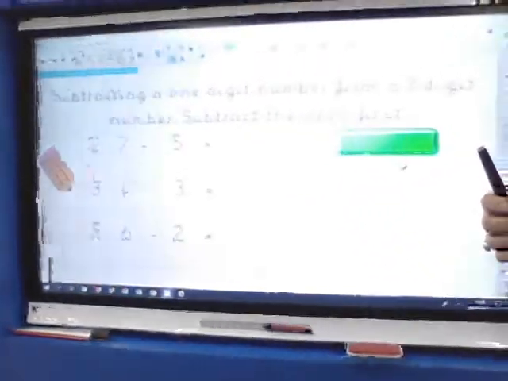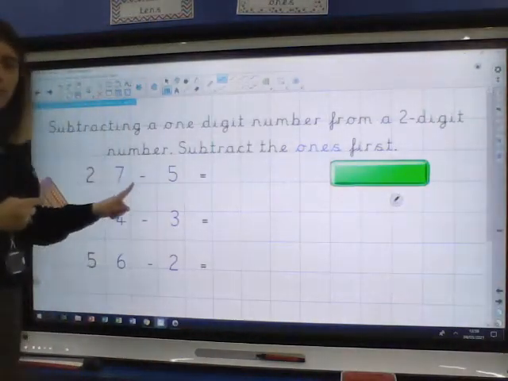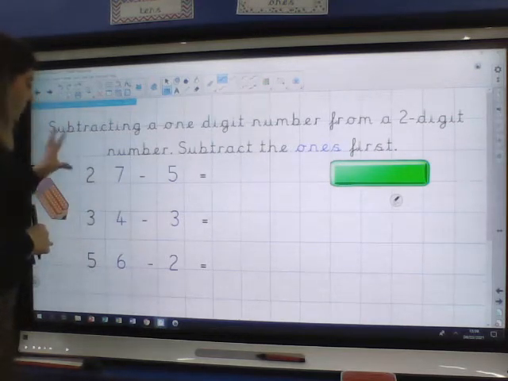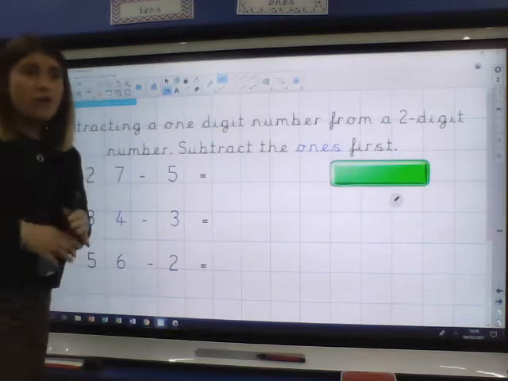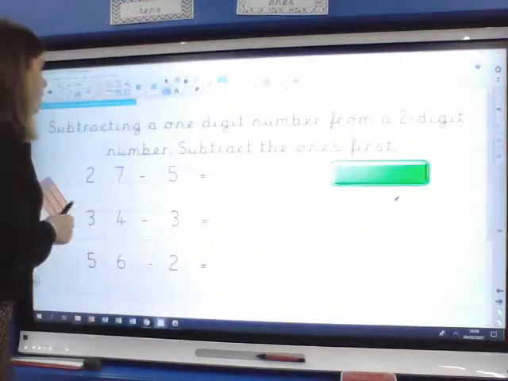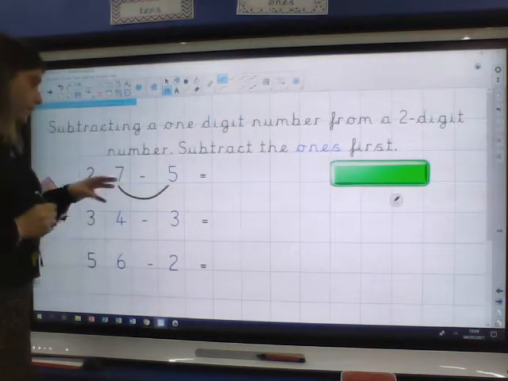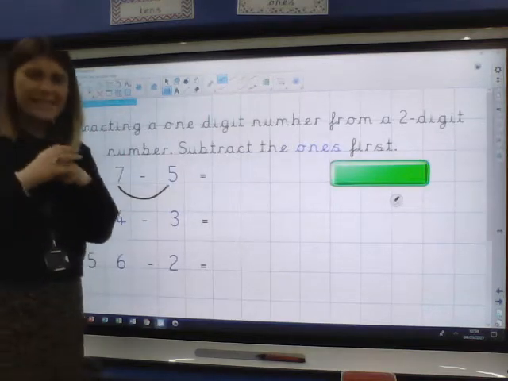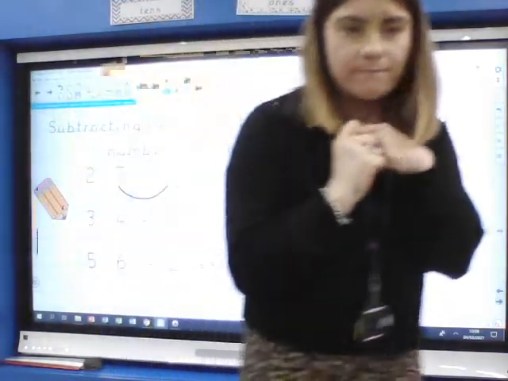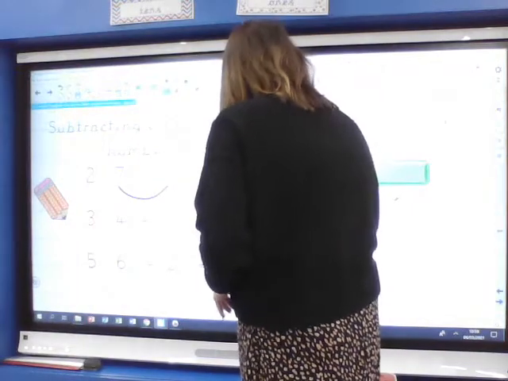So let's have a look at Mrs. Wood's first number sentence. So 27 subtract 5. And you can see that I've coloured my 1s in blue. So 27 take 5 away. So I could put 27 in my head and count back 5. Or I could look at my 1s and subtract my 1s first. So 7 take away 5. What's 7? 7 fingers. Take 5 away. What am I left with? I'm left with 2. So my answer is going to be something 2.